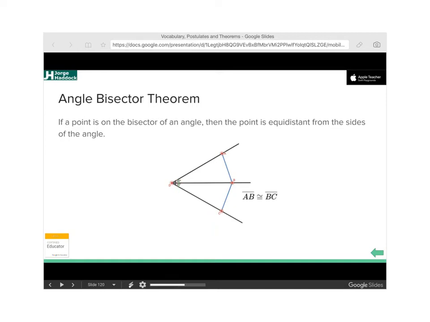The angle bisector theorem determines that if a point is on the bisector of an angle, then the point is equidistant from the sides of the angle. So that means that if that point is on this segment, which is the bisector of this angle, then AB is congruent to BC. So let's see a couple of exercises using the definition of angle bisector and the angle bisector theorem.